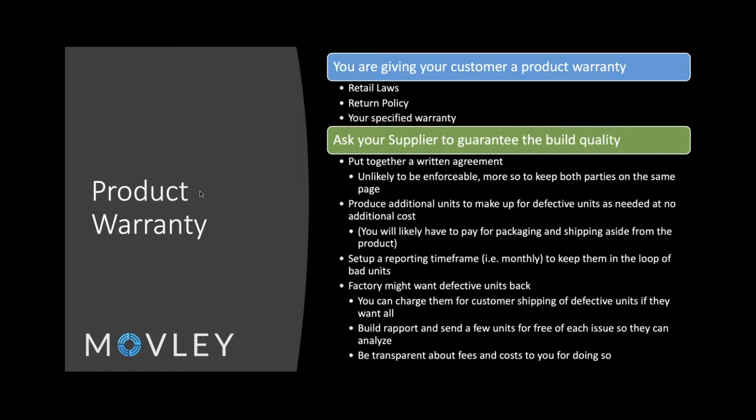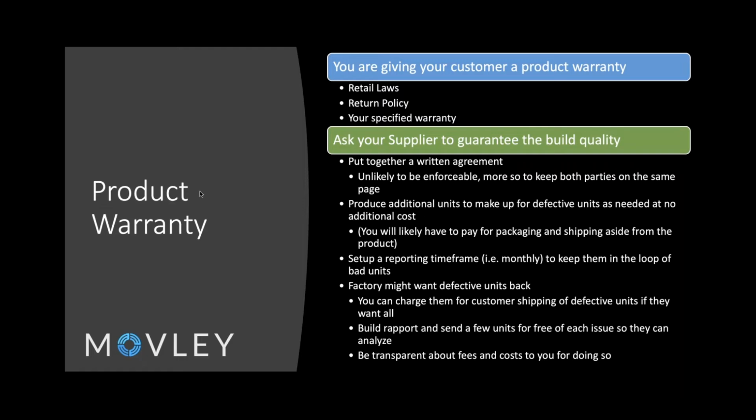One key way to get your suppliers to reduce costs over time is to ask your supplier to guarantee the build quality. That can be done in a couple of ways. First of all, you want to put together a written agreement. Most people are under the impression that these written agreements are highly enforceable once you get a contract and a signature. Definitely don't skimp on making sure everything is in writing, but that's more so to keep both parties, you and the supplier, on the same page.